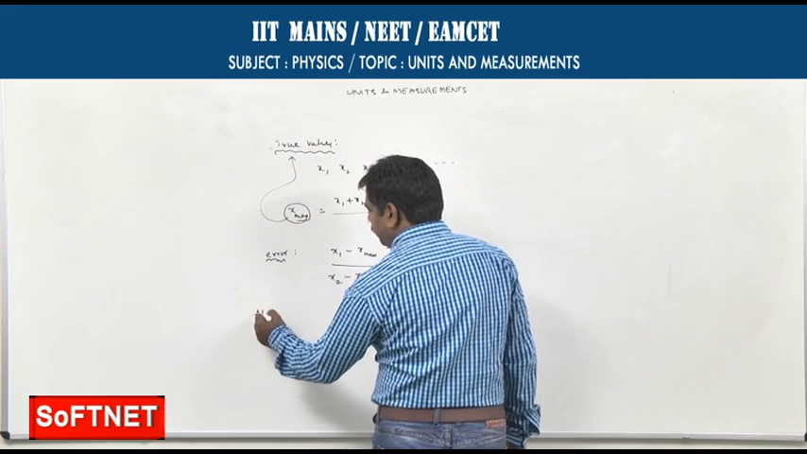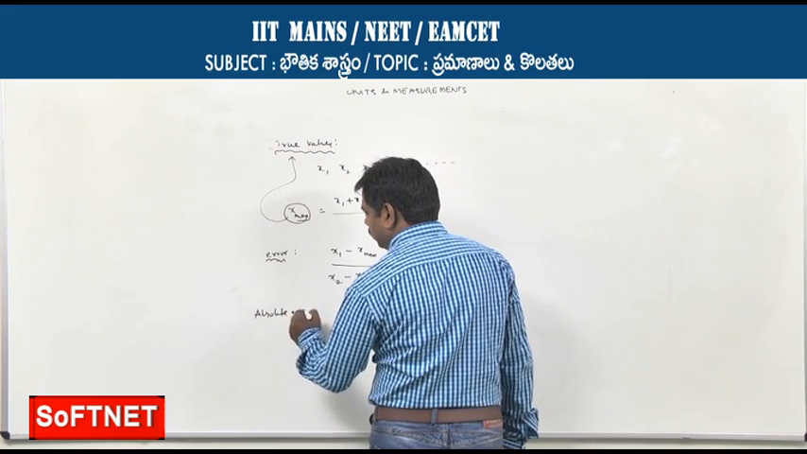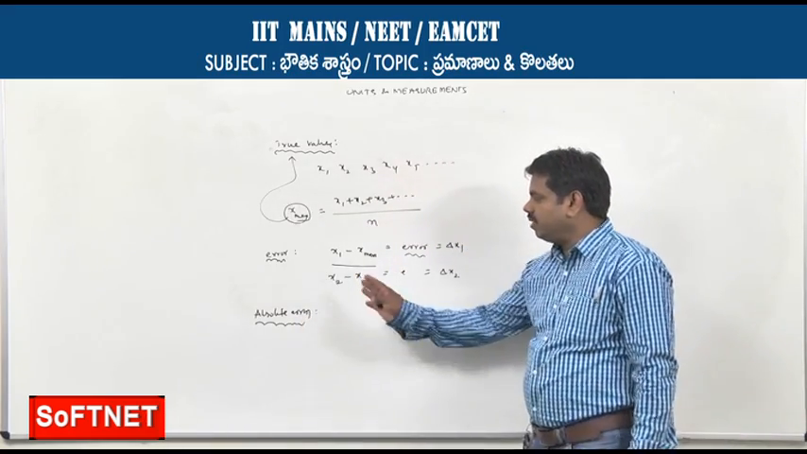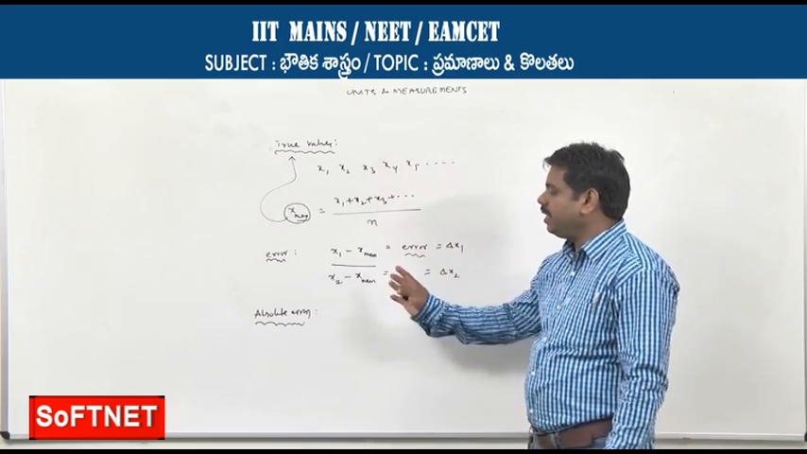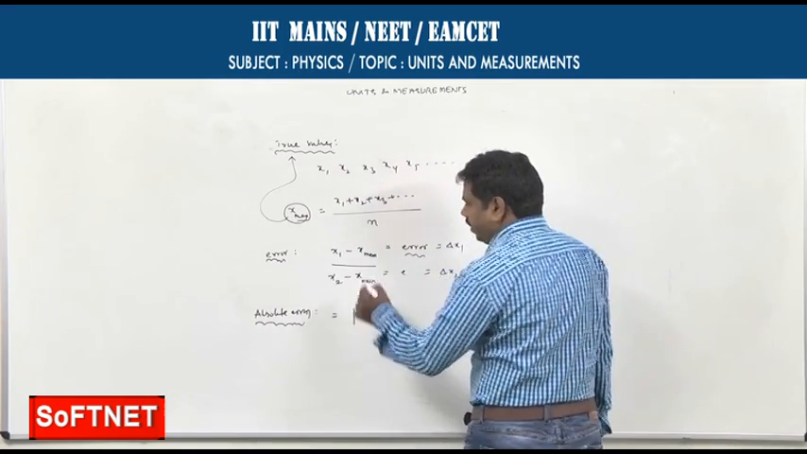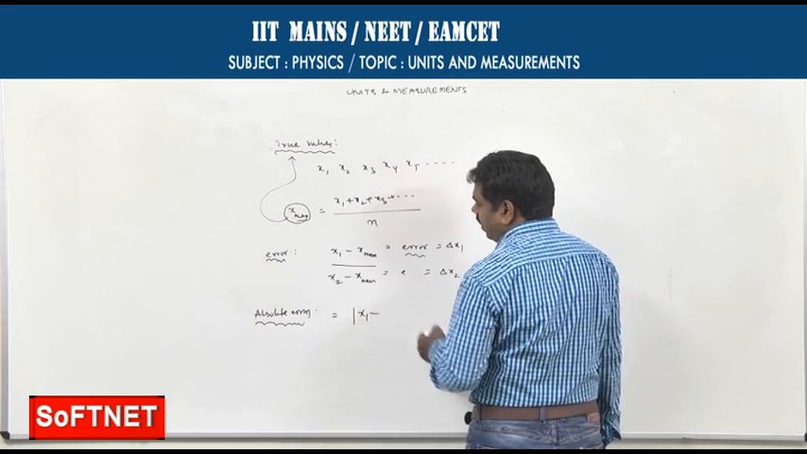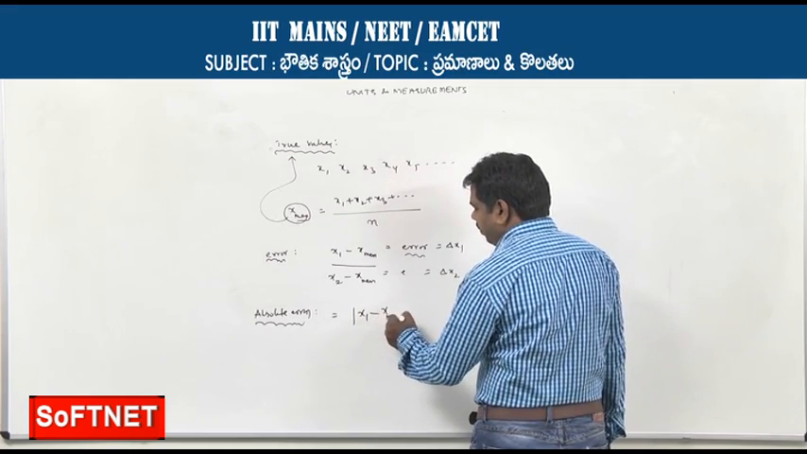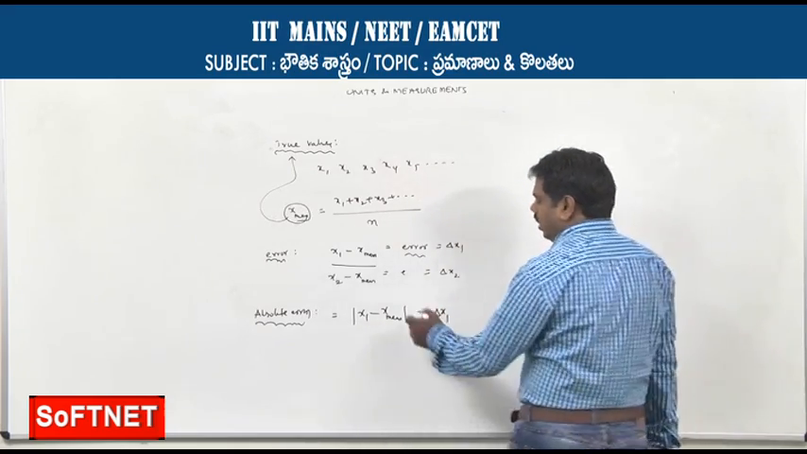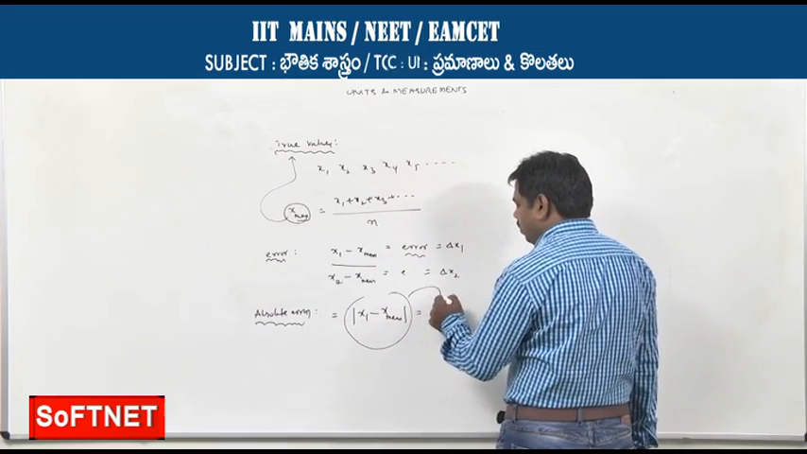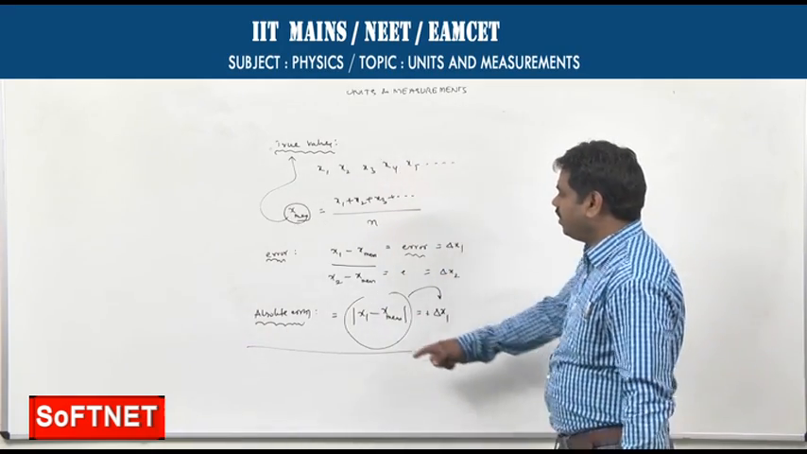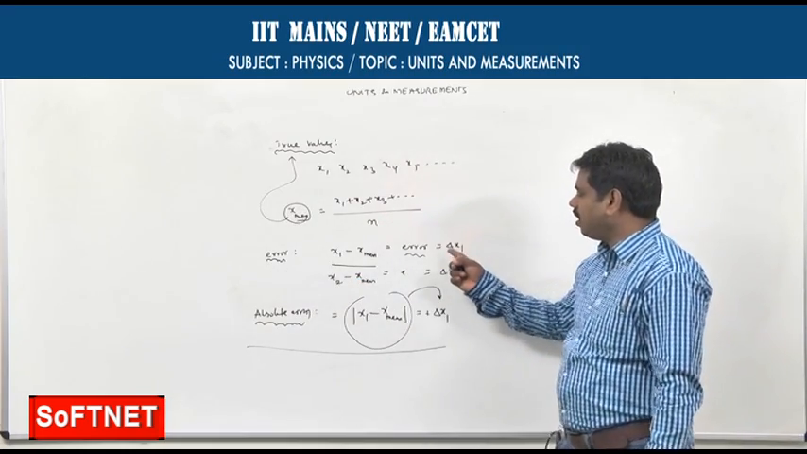Now next, what is the absolute error? The magnitude of the difference between the measured value and the mean value can simply be called the absolute error. Absolute error is nothing but the magnitude of measured value minus x mean value, delta x. Look at this carefully. Here the absolute error is always positive, but whenever you take the error, it may be positive or negative.